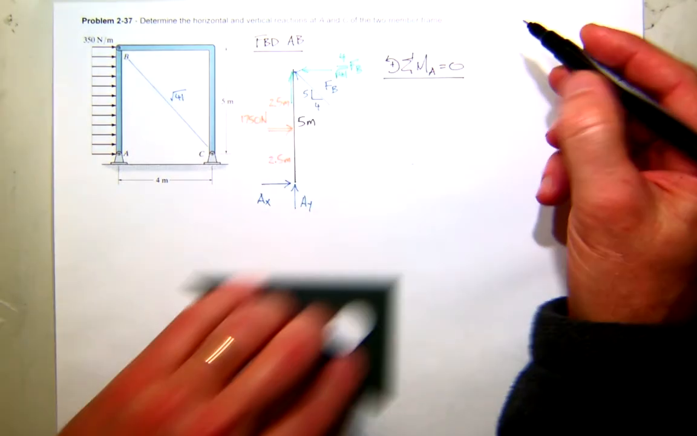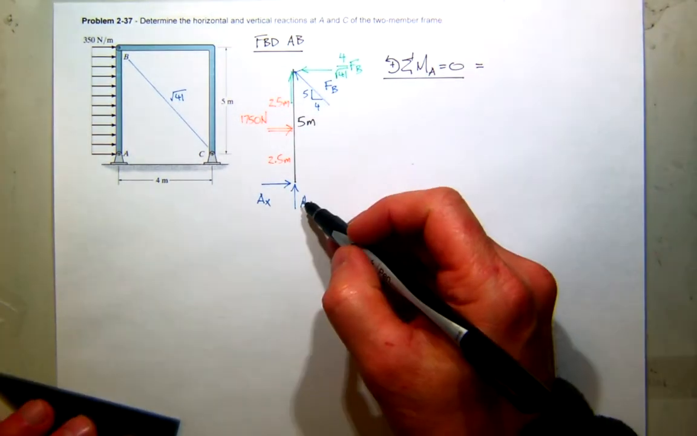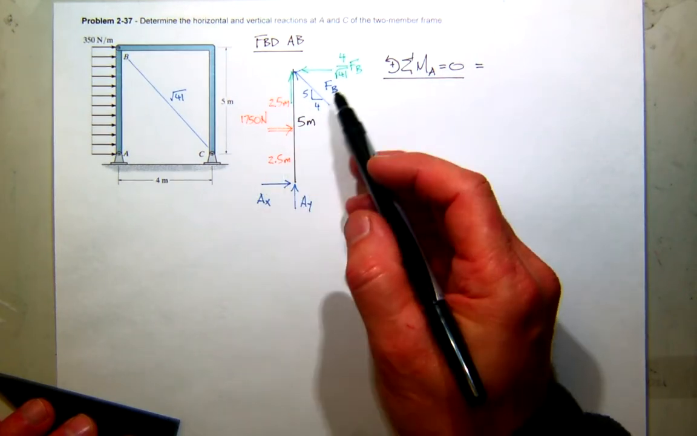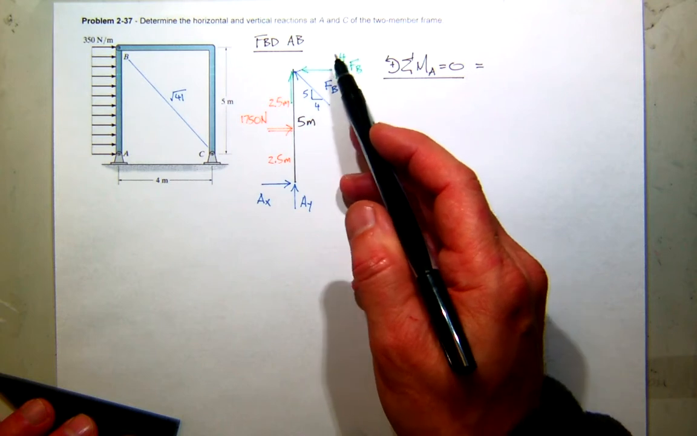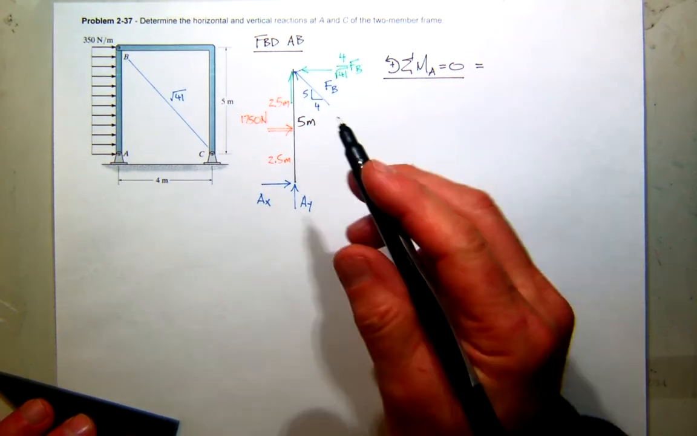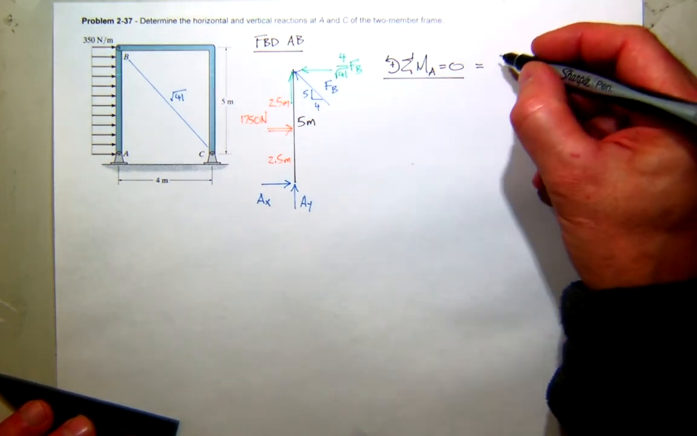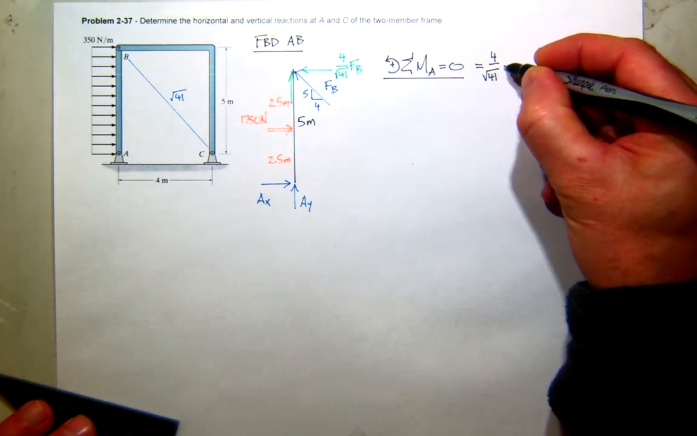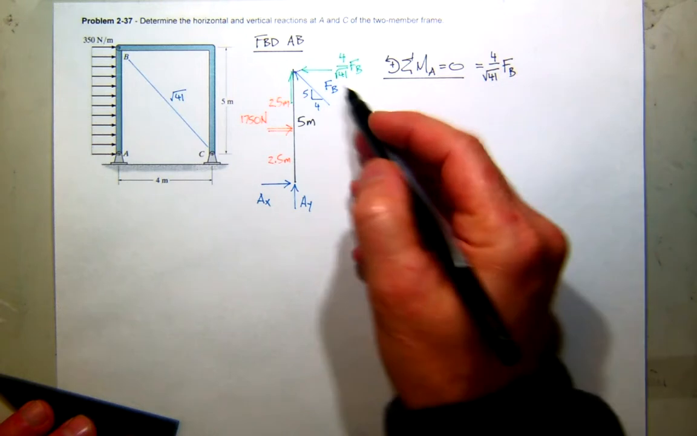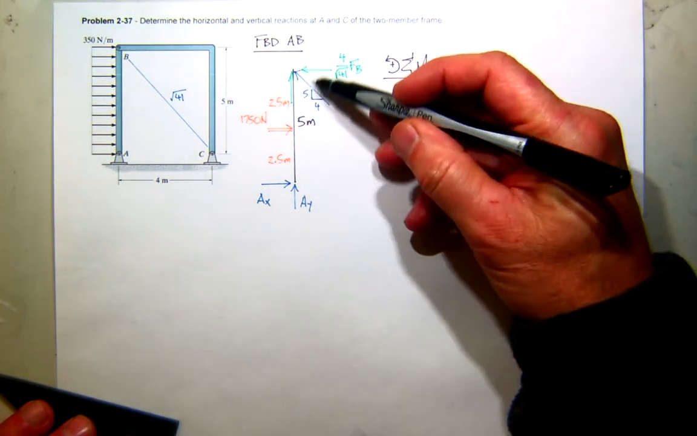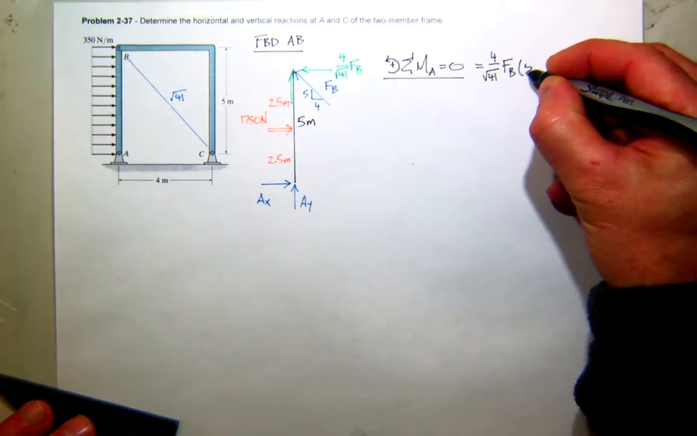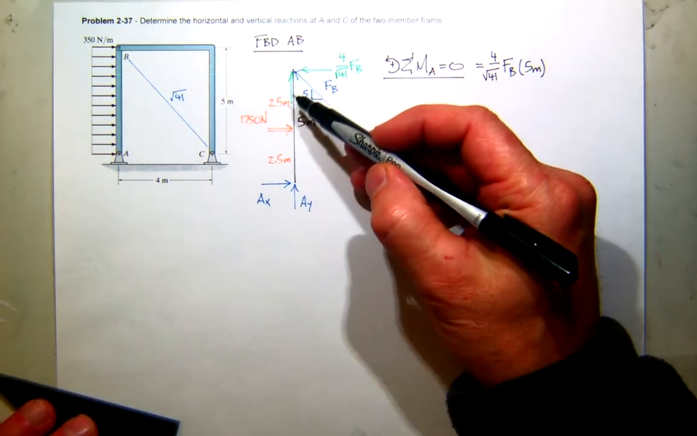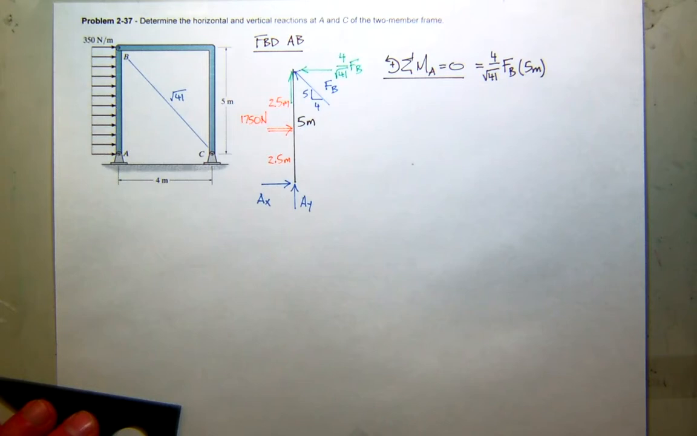So there's my equilibrium statement. So let's do it. Summing moments at A, obviously AX and AY don't create moment. What about this force here? The horizontal force creates what kind of moment? Positive or negative? Positive. So it's going to be 4 over the square root of 41 FB. That's the horizontal component, and the moment arm is the height of the structure, which is 5 meters. The vertical component passes right through A, creates no moment.